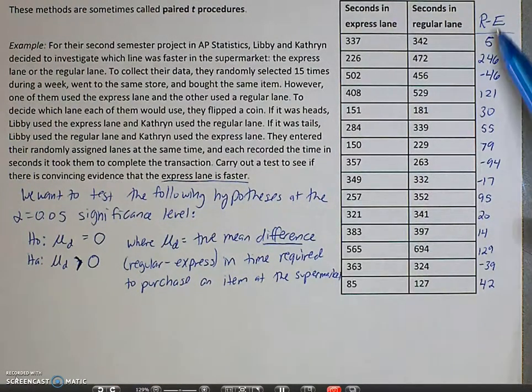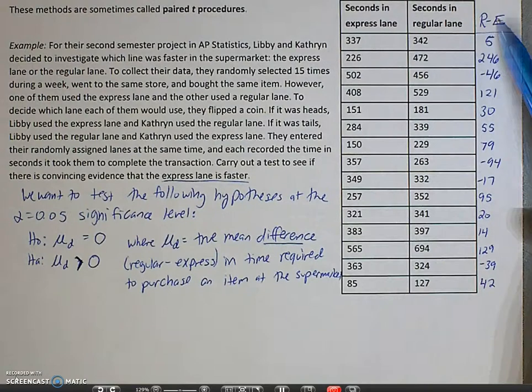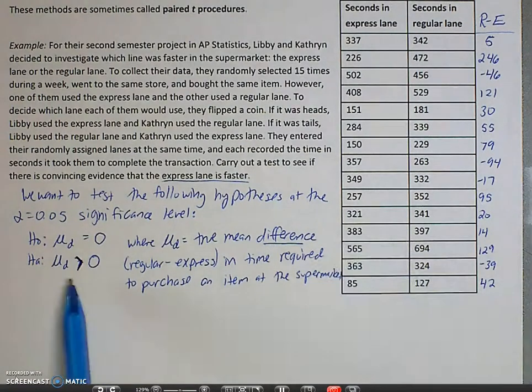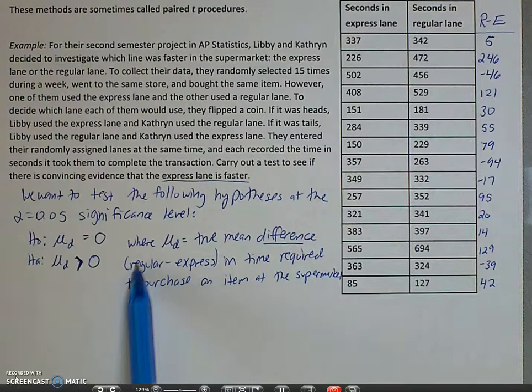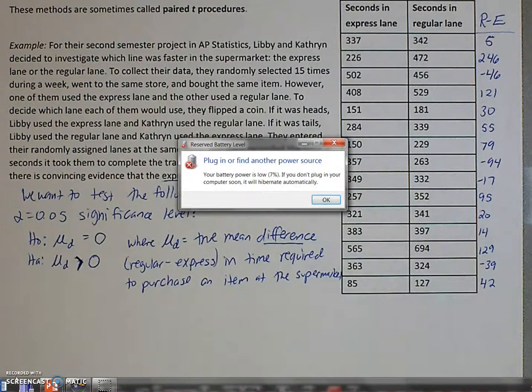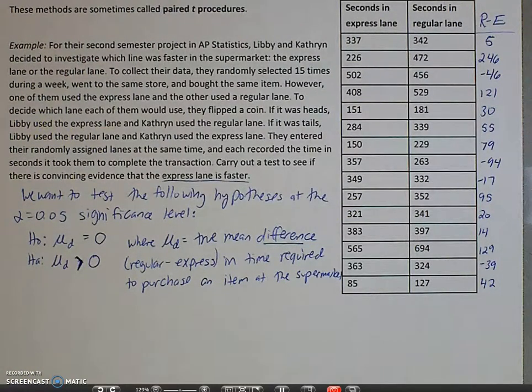Now, say you had reversed this and you did express minus regular. The only thing that would change then is your alternative hypothesis would be that your mu is less than 0, because you would think this regular would be second, and if you subtract a bigger number minus a smaller number, or excuse me, a smaller number minus the bigger number, you're going to get a negative value, which would make it less than 0. Okay? So now we go through our conditions.